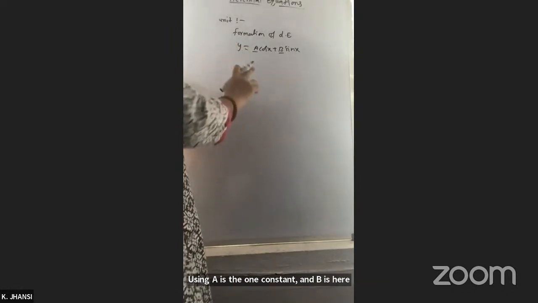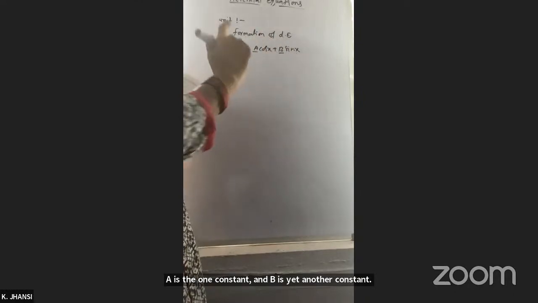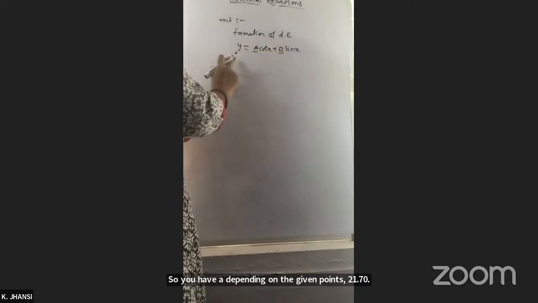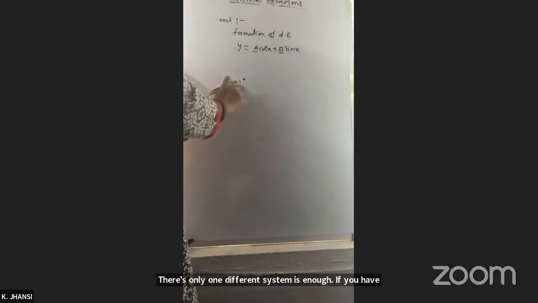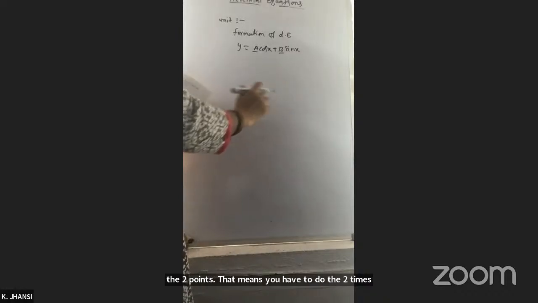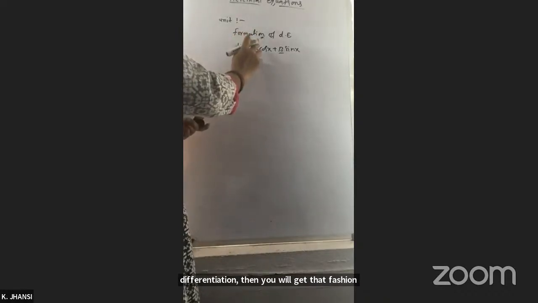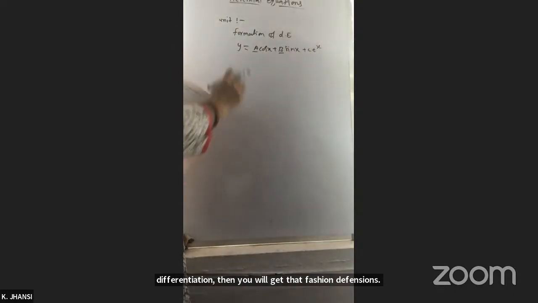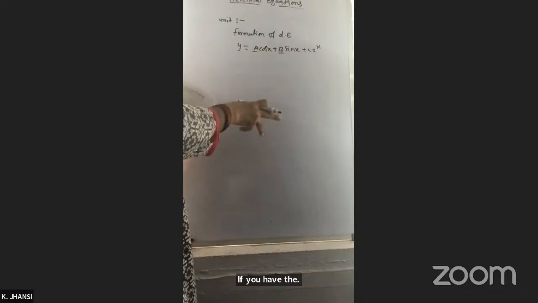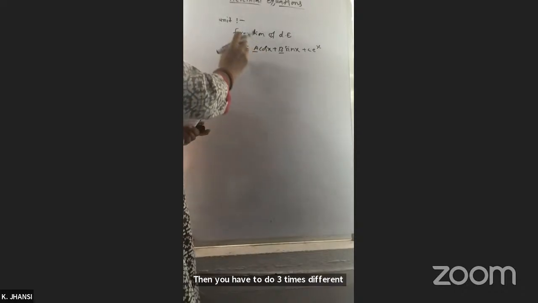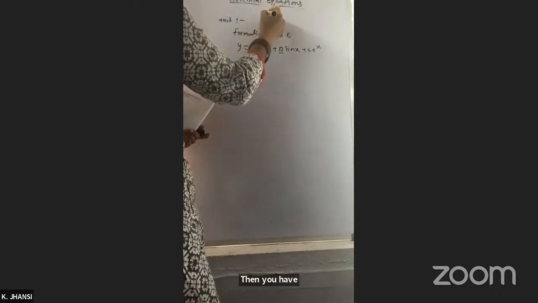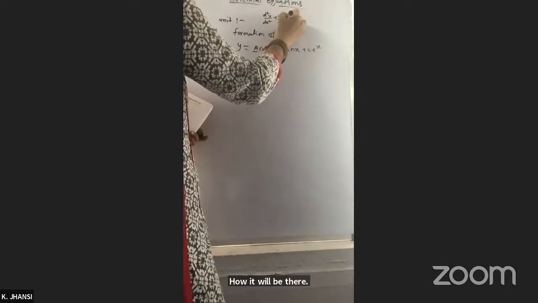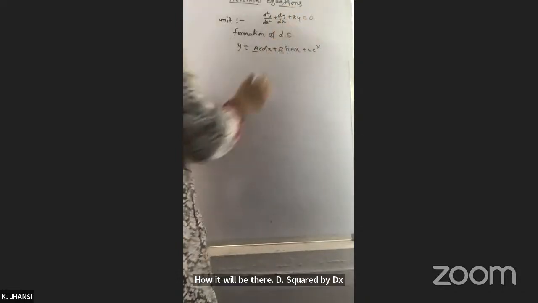So depending on the number of constants, if one constant is there, only one differentiation is enough. If you have two constants, you have to differentiate two times, then you will get the differential equation. If you have three, that means plus c into e power x, then you have to differentiate three times. How will the differential equation look? d square y by dx square plus dy by dx plus 2y equals 0, like this.